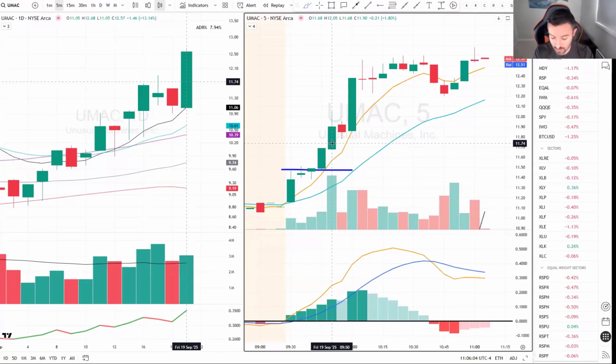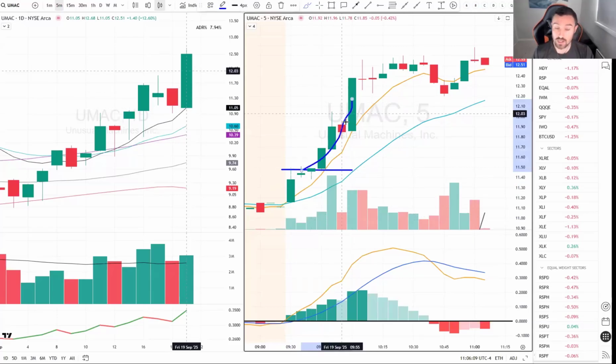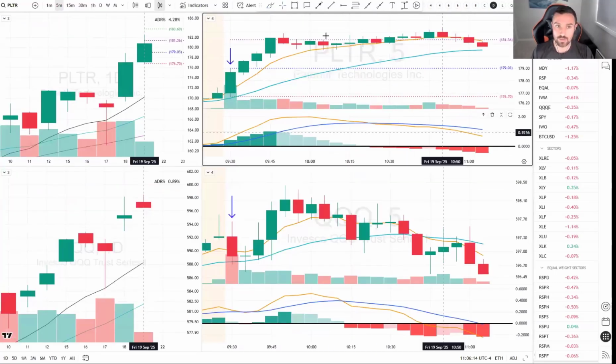But if you see large relative volume coming through, that can be a really good sign. Or you could see the volume start coming through post the entry. That's another really good sign, as is continued intraday relative strength. So let me go back to PLTR. Okay, so the entry is through the high of this 5-minute candlestick.